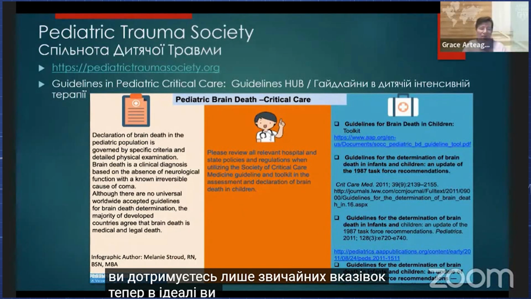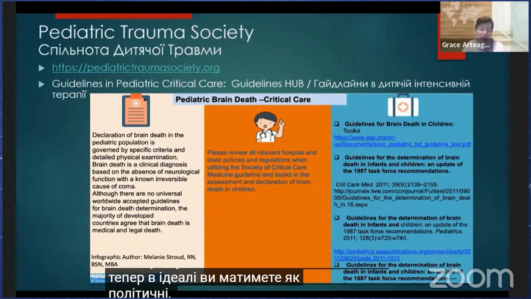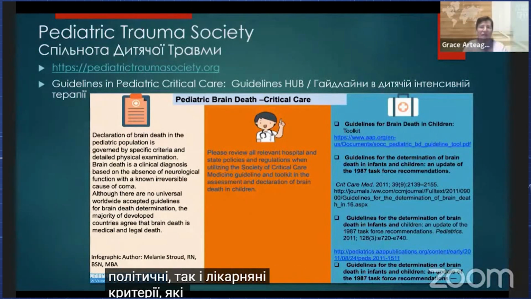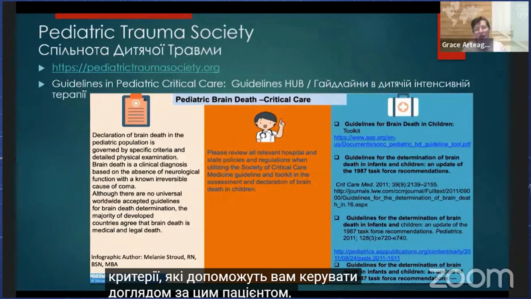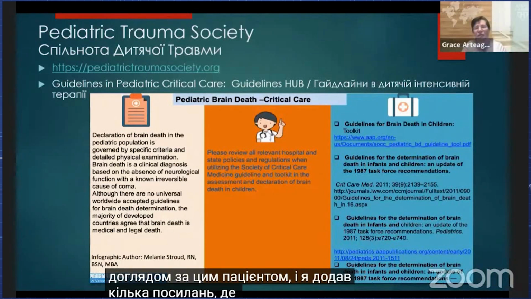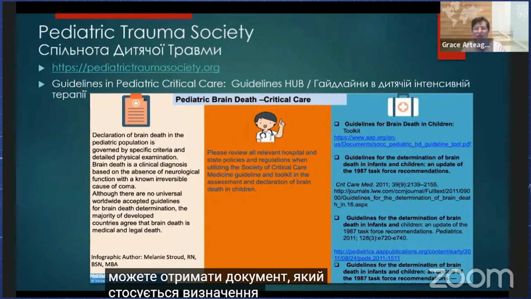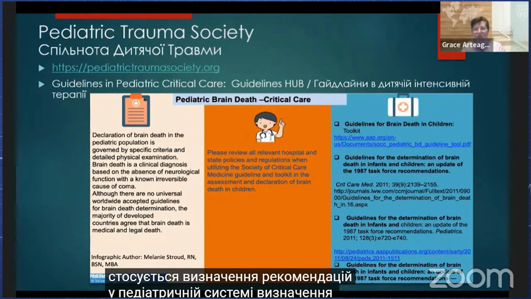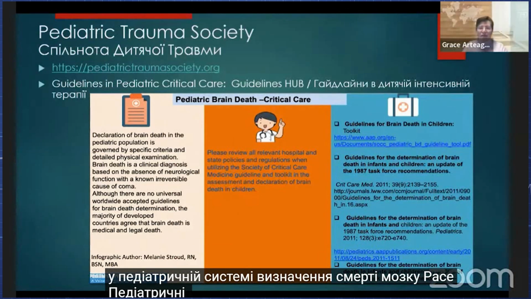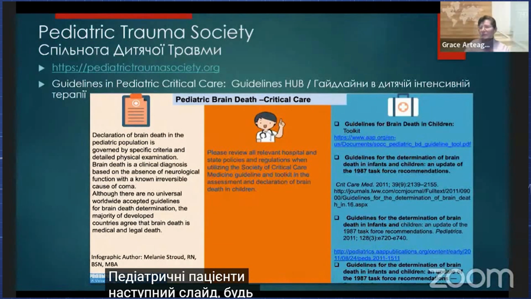Now, ideally, you will have both political and hospital criteria that will help guide the care for this patient. I added a couple of references where you can get some documents addressing the guideline determination of brain death in pediatric patients. Next slide, please.